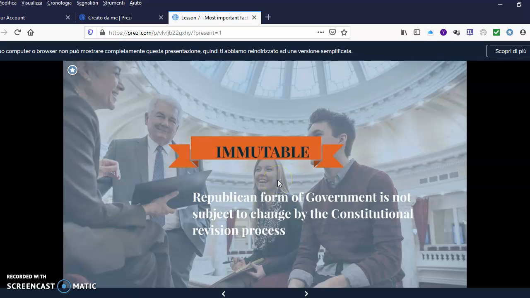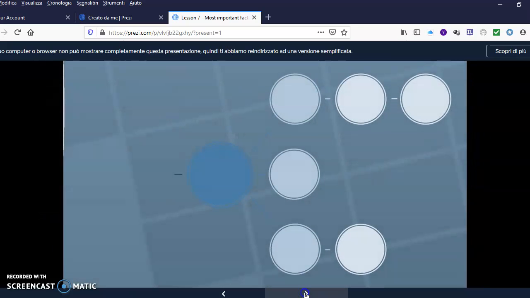This part is immutable. The Republican form of government is not subject to change by the constitutional revision process. According to Article 139 of our Constitution, it is impossible to change the form of government. If that is changed, that would be a coup d'etat, changing the form of government and the form of state as well.